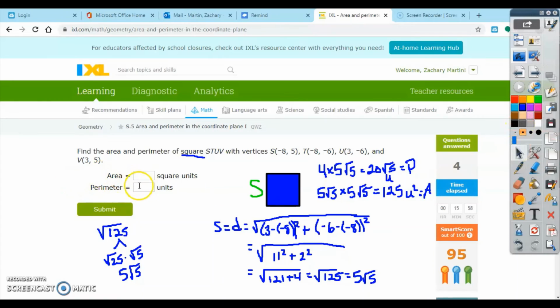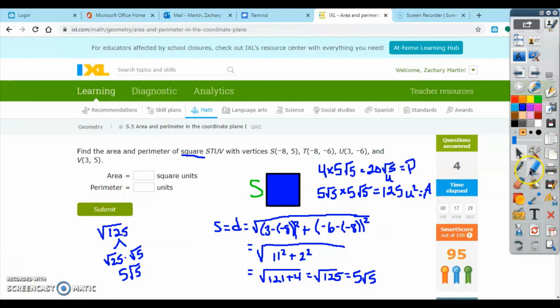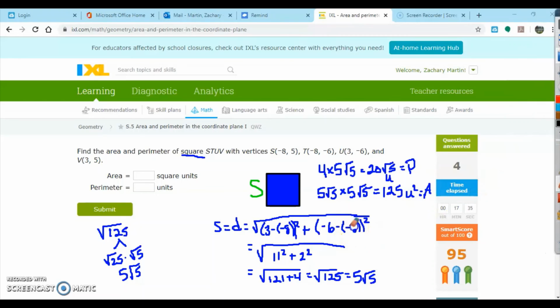So let's go type that in real quick. Perimeter is going to be, let's see, 20 root 5, so square root. Let's see if we can type in square root. Oh, they don't like that, so let's pause real quick. Oh no, I just went back and checked. I made a mistake. How did you let me make that mistake? No, I'll claim responsibility for that one. This was not 8. That should have been a 6. So that's going to change a little bit of what we got going on here.